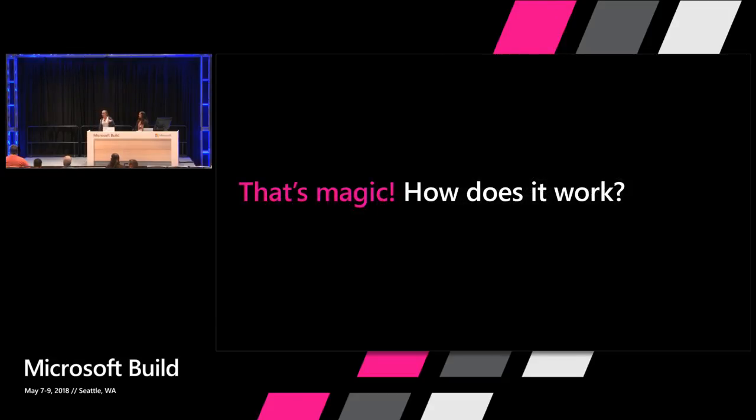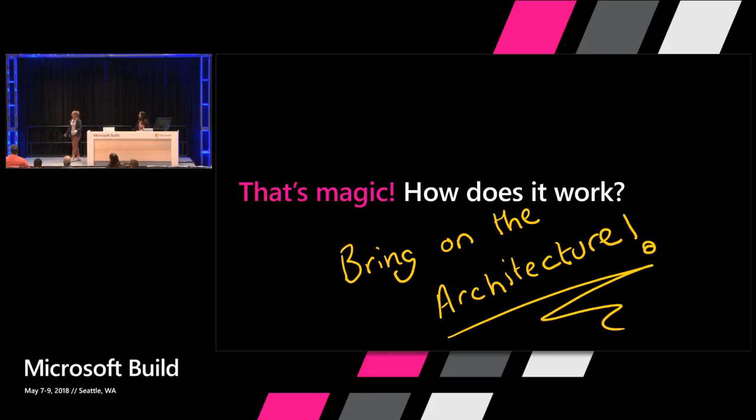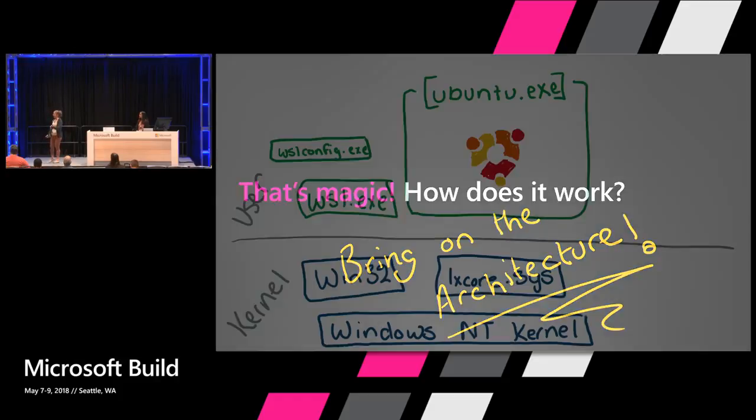So now I want to get into a little bit of the architecture, so bear with me. So it's kind of magic. When you see all of these happening, you're like, OK, so I really have all of Ubuntu, or Debian, or Fedora, or whatever you would like. So really, I have all of Ubuntu running inline with PowerShell. Like, how does that work?